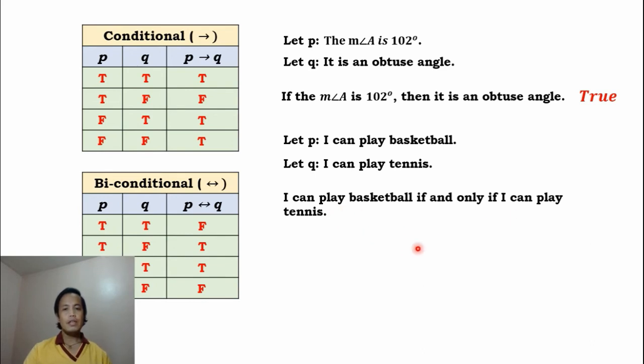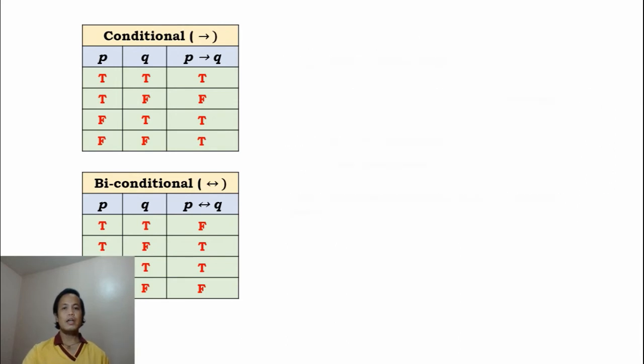So if both of these statements are true, then the whole compound statement for biconditional is false. But if either of these two statements are true, then the whole compound statement is true. If I assume that I can play basketball and I can play tennis, therefore the whole statement is false. But if I assume that I can play basketball but I cannot play tennis, therefore the whole statement is true. Let's proceed to another example.